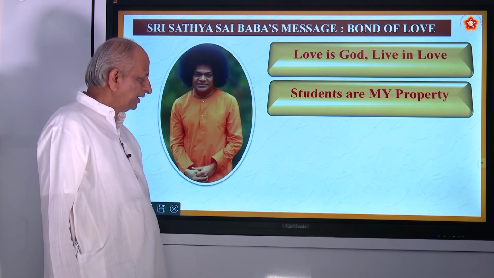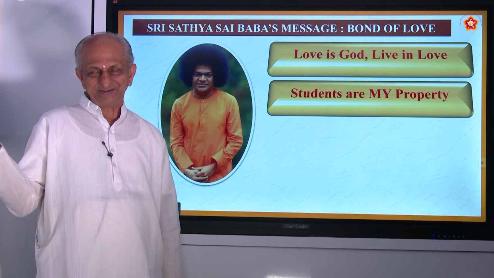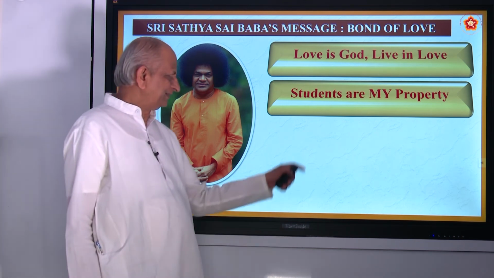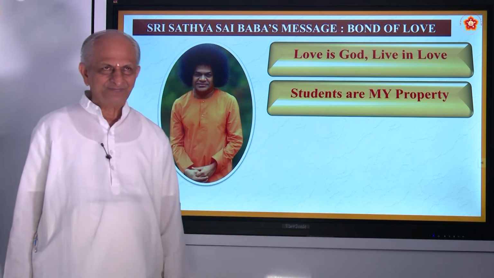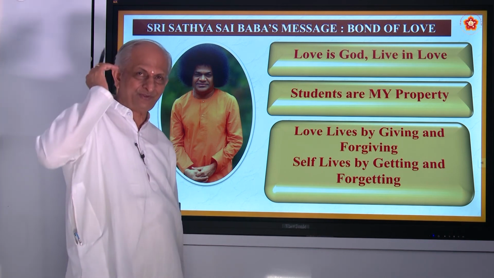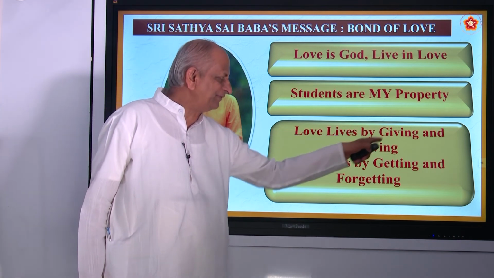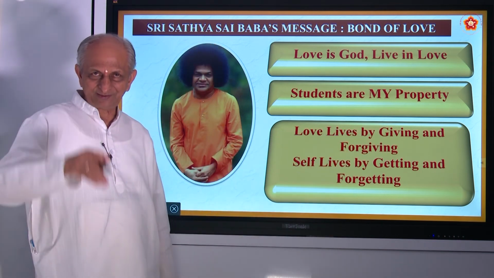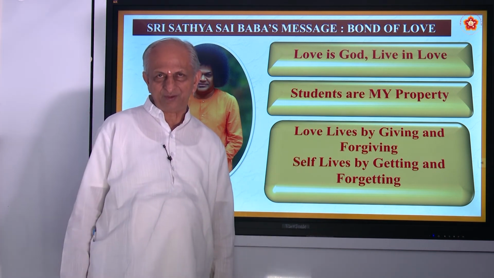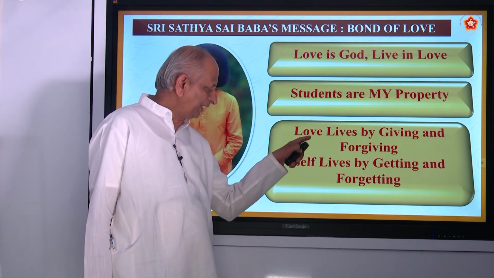It is pure. And Swami says, students are my property. He says these buildings, this land, all these are not real properties. They are also properties, but he says, students are my properties. Because he loves the students so much, students also love Swami so much. So how do you develop love? It lives by giving and forgiving. Go on giving to others, love develops. And forgiving also. Somebody may hurt you by thought, word and action. Forgive.